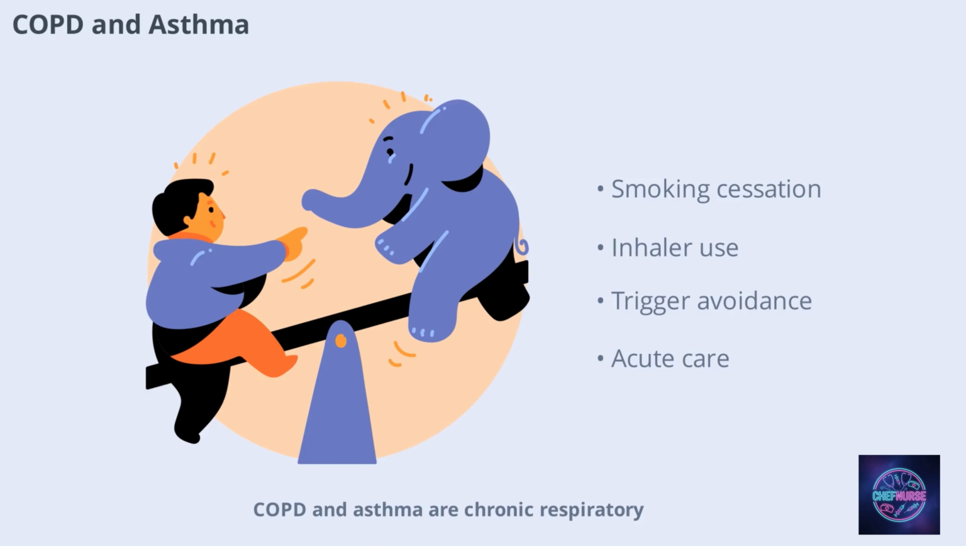COPD and asthma are chronic respiratory conditions with overlapping but distinct management strategies. For COPD, focus on smoking cessation, breathing exercises, and medication adherence. Asthma management centers on identifying triggers, using inhalers correctly, and monitoring peak flow. Be prepared to answer questions about acute exacerbations, oxygen delivery, and patient education for both conditions.